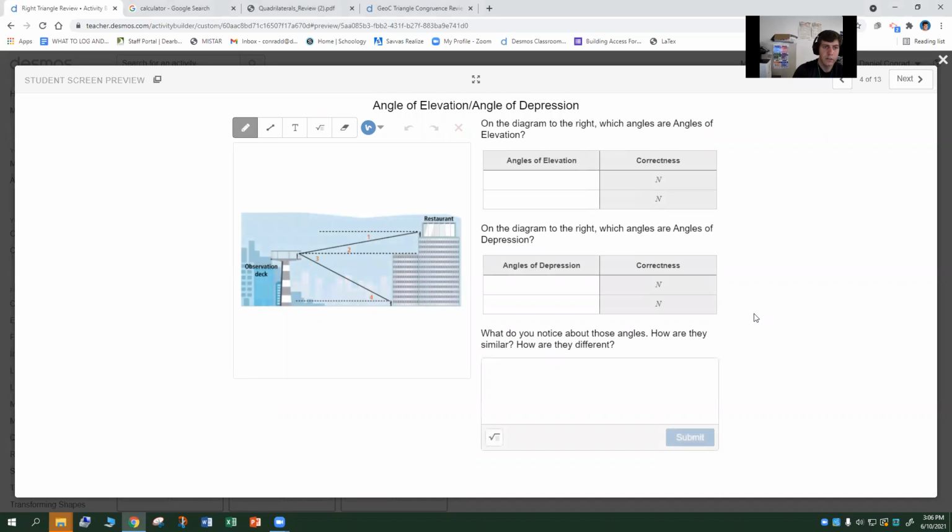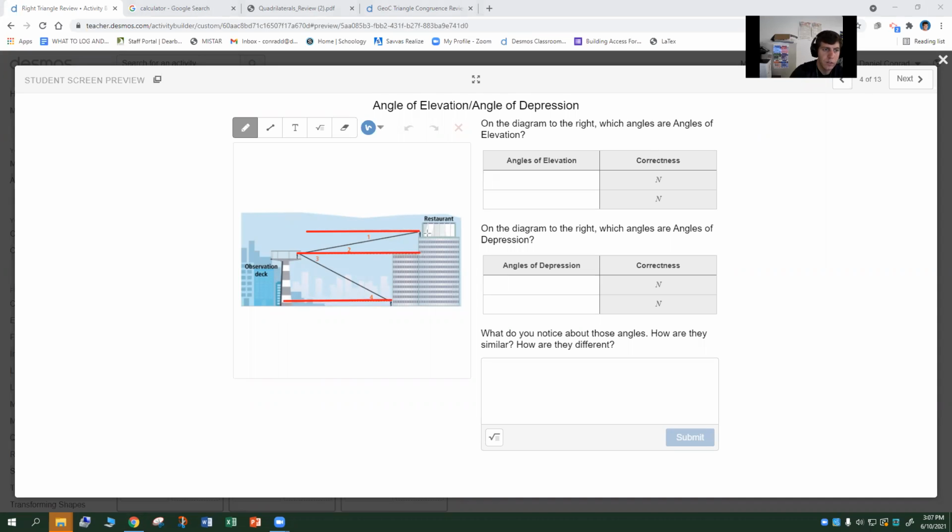All right, the next one asks us to just describe which ones are the angles of elevation and which ones are the angles of depression. So we have 3 different horizontal lines we can draw in here. So we have the guy standing up by the restaurant. We have the guy in the middle on top of the observation deck. And then we have the guy on the ground.